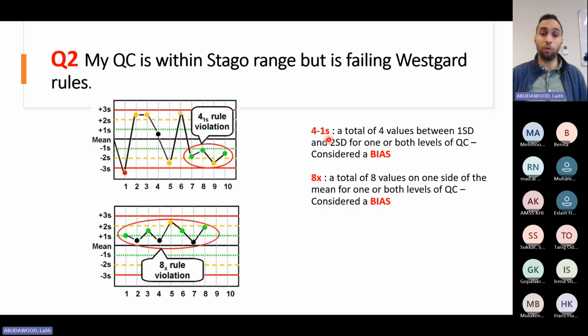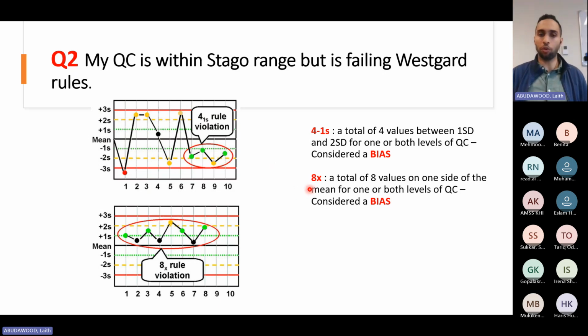1s means that 4 runs consecutively in 1 level or over 2 levels, 4 runs in total have consecutively exceeded 1 standard deviation. So for example, if you look here, I have 4 runs in 1 level that have exceeded 1 standard deviation. This alarms me that I might have bias. Okay, so that's about 4.1s.